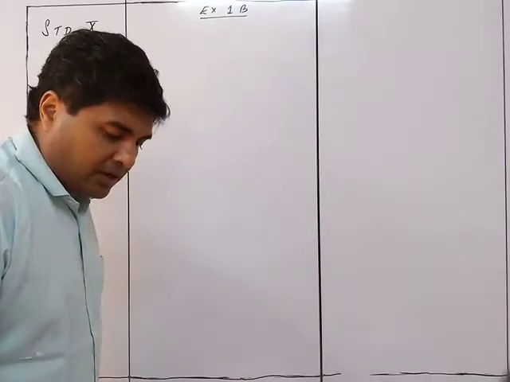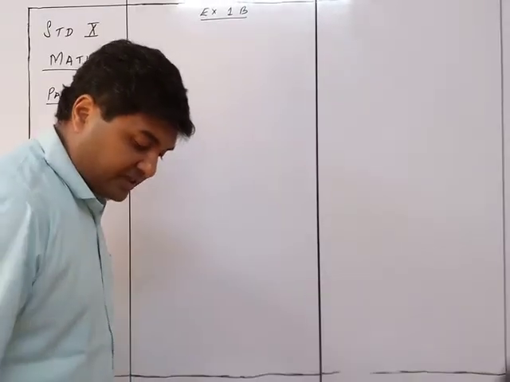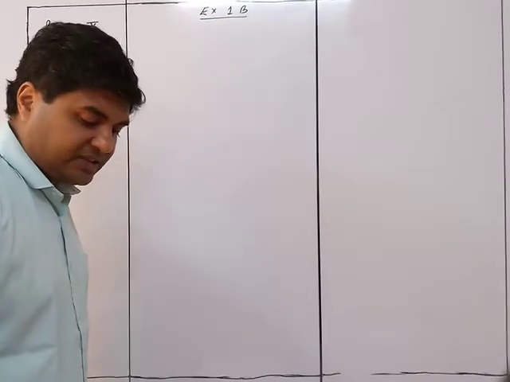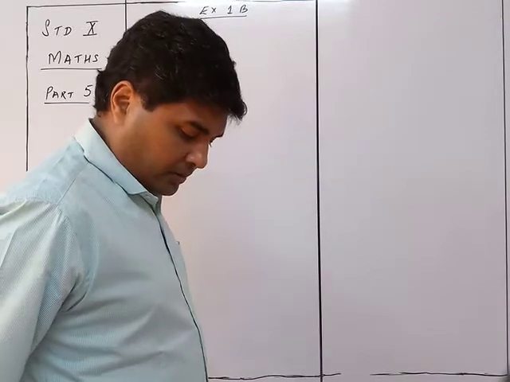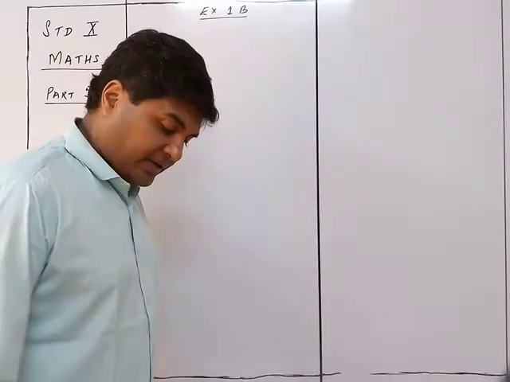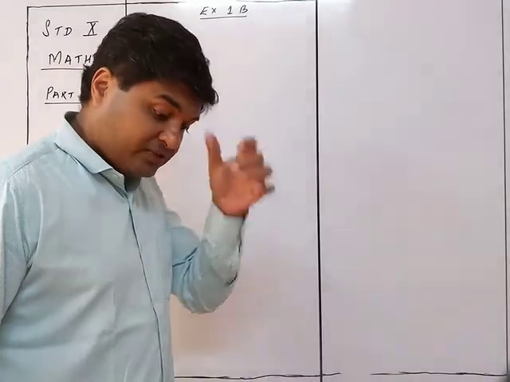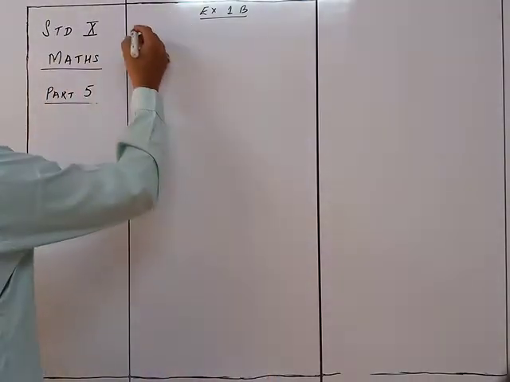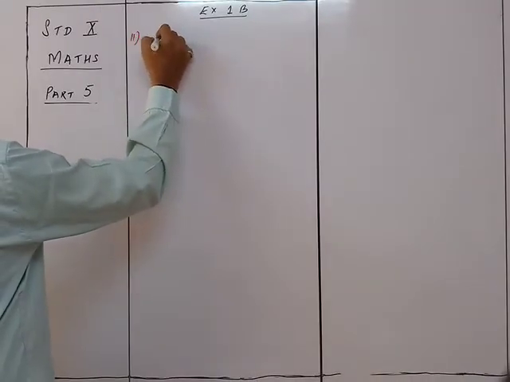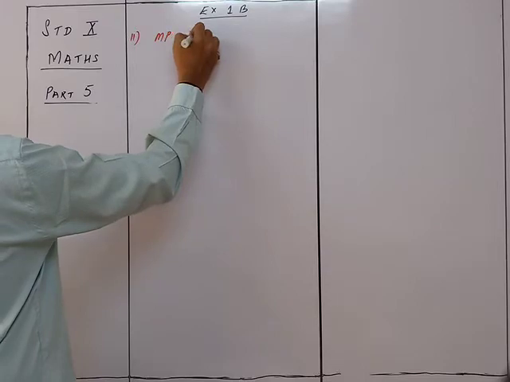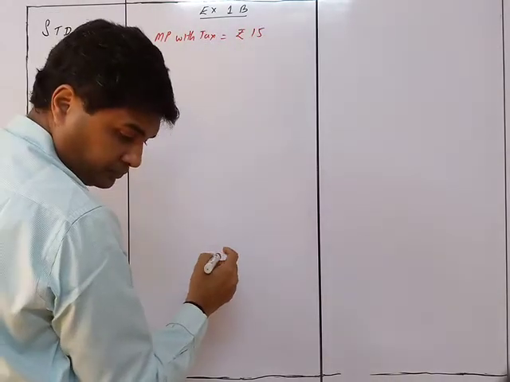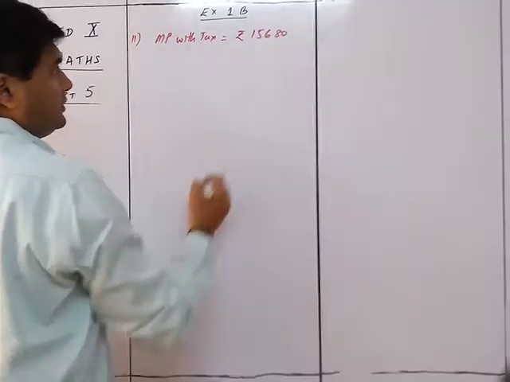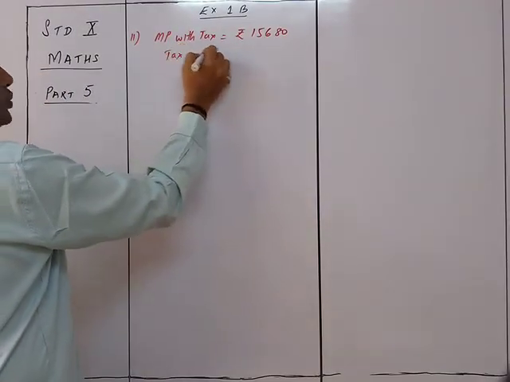So a trader marked a refrigerator for rupees 15,680 inclusive of GST at the rate of 12% on the mark price. So he is getting a particular thing that is inclusive of GST of 12%. So it is given here that MP with tax is equal to rupees 15,680. Tax is equal to 12%.